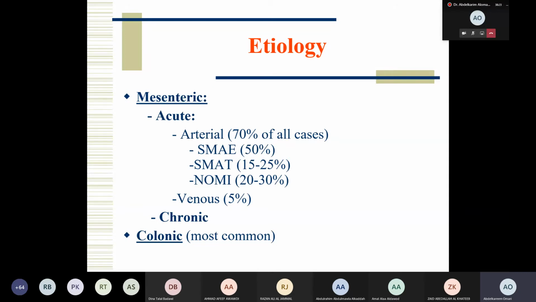اذا الارتريال هنا arterial 70%، out of them superior mesenteric artery embolism اللي حكينا عنها 50%. الاحصائيه بتقول لك انه من كل هذول اللي بيجونا بيكون عنده embolism، من 90 ل 100% من الناس بيكون عنده cardiac disease. طيب اذا superior mesenteric artery embolism in 50%، superior mesenteric artery thrombosis in 15 to 25%، thrombosis زي ما حكينا، and non-obstructive mesenteric ischemia. الباقي بيكون عندنا non-obstructive.